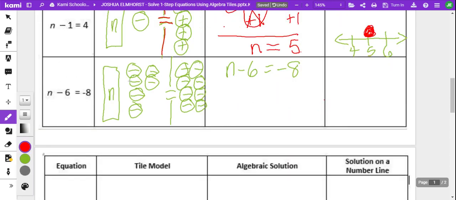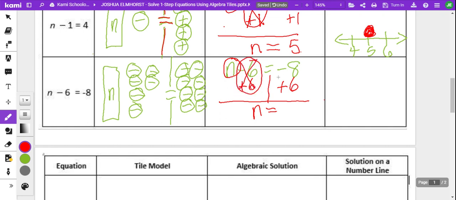Okay, so we got n minus 6 equals negative 8. We're going to keep the variable and bring it down. And we're going to change to the opposite operation to cancel. Minus 6 plus 6, and then flip and do it the opposite on the other side also.